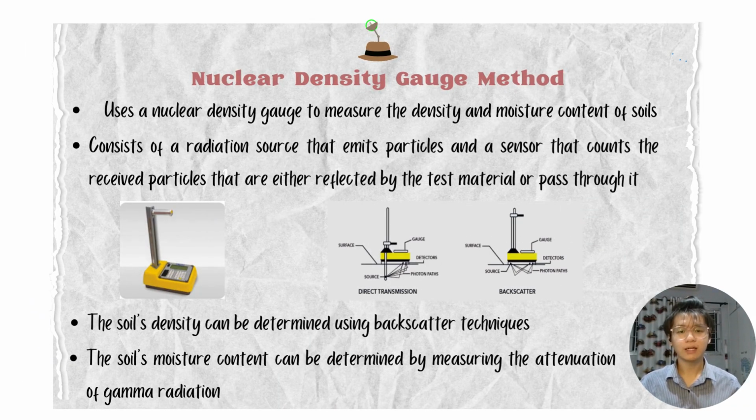This method is using a nuclear density gauge to measure the density and moisture content of the soils. It consists of a radiation source that emits particles and a sensor that counts the received particles that are either reflected by the test material or passed through it. The diagrams below show the component of the nuclear density gauge. The soil's density can be determined using backscatter techniques, and the soil's moisture content can be determined by using the attenuation of gamma radiation.